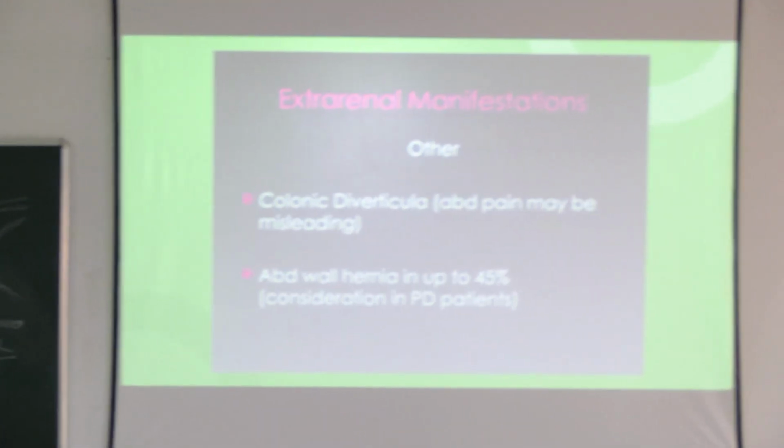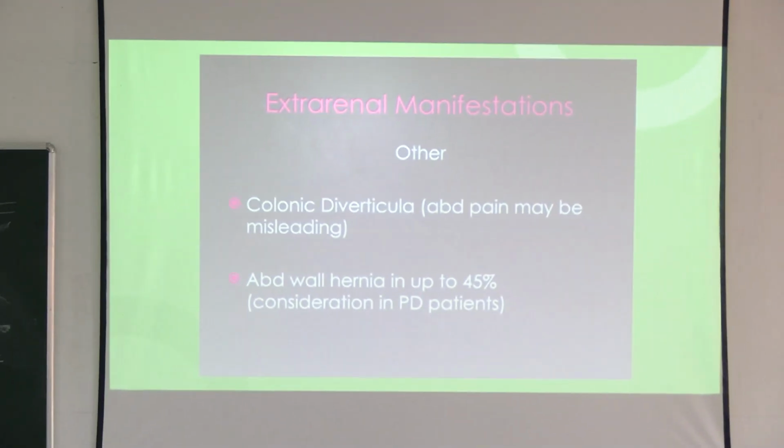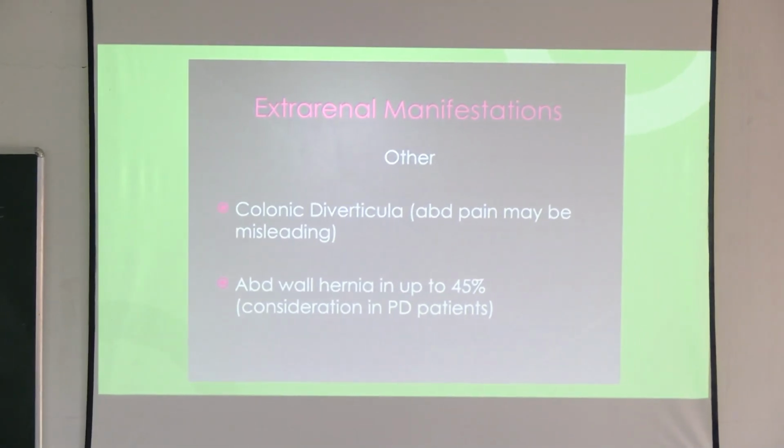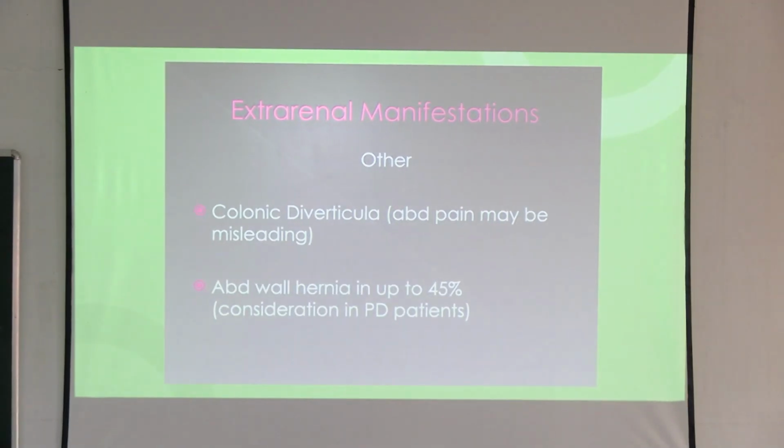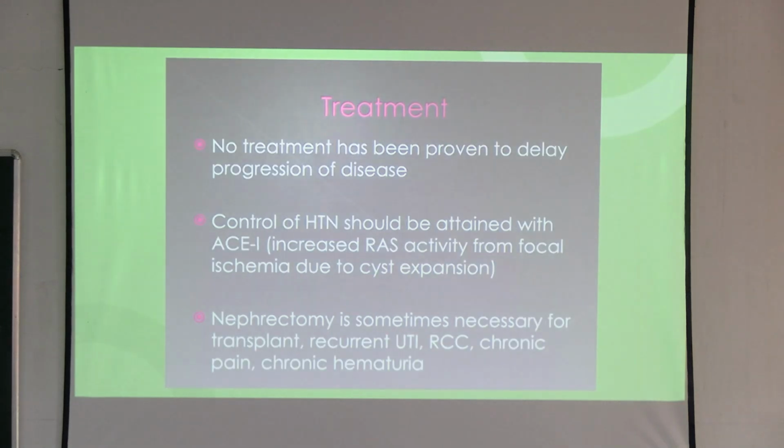Other manifestations: colonic diverticula, abdominal pain may be a mimicker, okay. Colonic diverticula, abdominal wall hernia in up to 45% of patients, okay. So colonic diverticula and abdominal hernia also may be there.